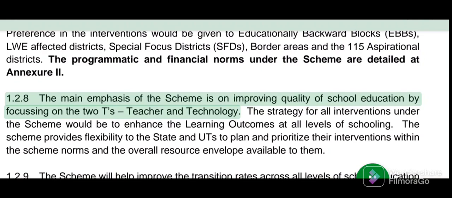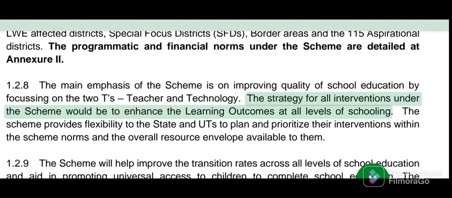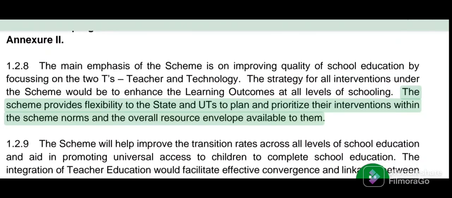1.2.8 The main emphasis of the scheme is on improving quality of school education by focusing on the 2 T's: teacher and technology. The strategy for all interventions under the scheme would be to enhance the learning outcomes at all levels of schooling. The scheme provides flexibility to the state and UTs to plan and prioritize their interventions within the scheme norms and the overall resource envelope available to them.